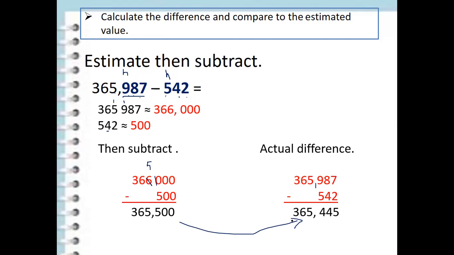So if we are going to round to the nearest 100,000, what will be the answer? It will be 400,000. And if we are going to round this to the nearest 100,000, it's still 400,000. Yes, it is acceptable.